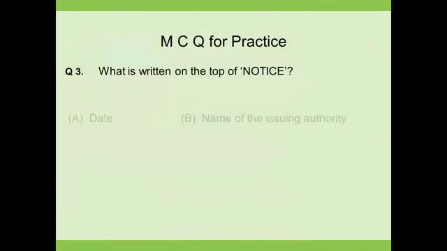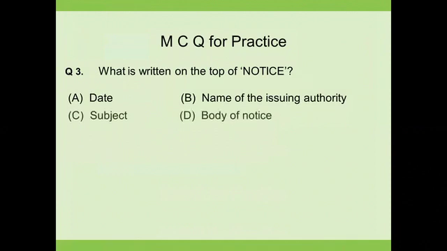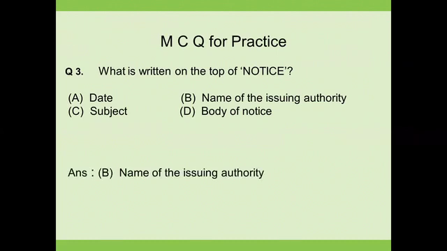What is written on the top of the notice? Date, name of the issuing authority, subject or body of the notice. B for Baroda, okay. B for Bhopal. B for Mumbai. Bengaluru, okay. B for Bemisal. Very good. Gargi. Yes, Bemisal answer. Chalo.